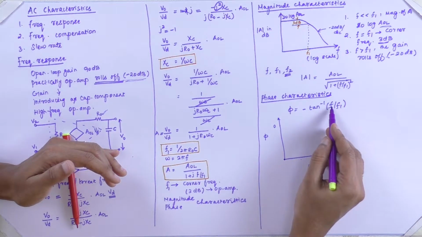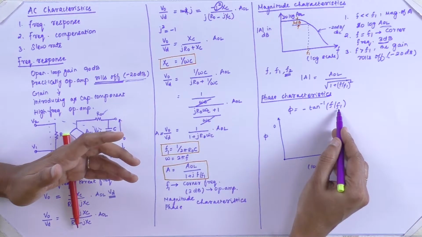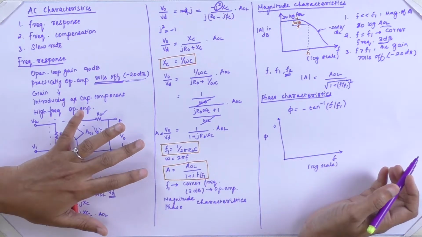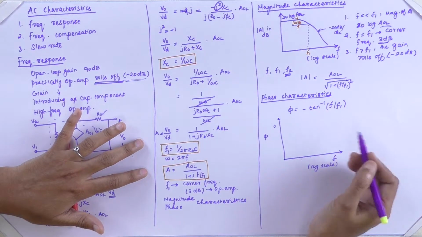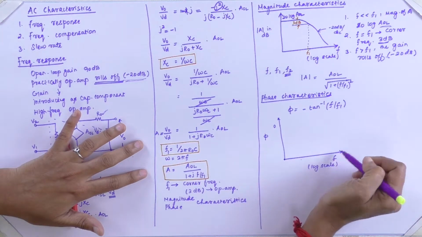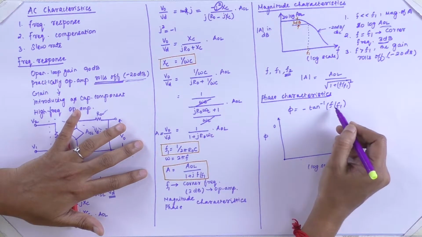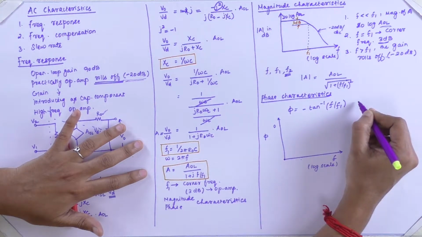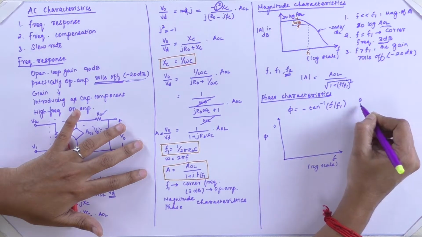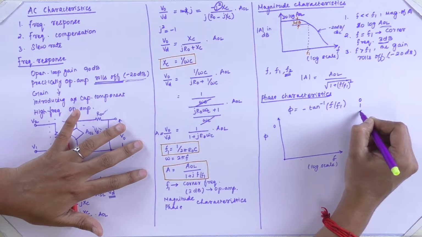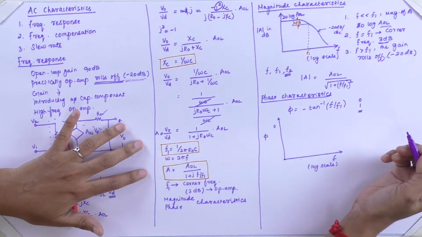Then if the F value is greater than F1, what will be the situation? It may be considered that F is infinite, so minus tan inverse of infinite. So first, you substitute the value as 0, then you substitute the value as 1, and the third thing is substituting the value with infinite.